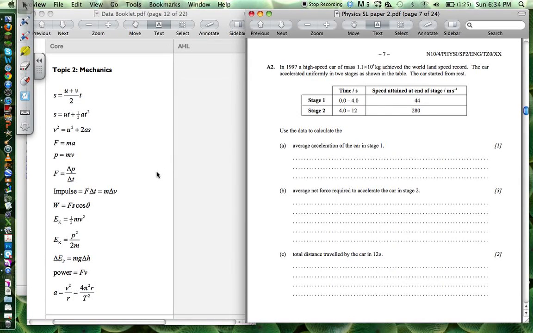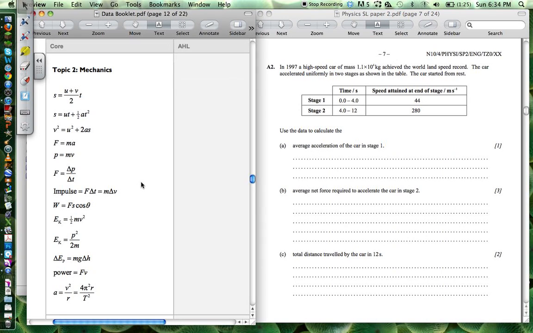This is the A2 question for November 2010, paper 2 standard level. As we can see, it's a mechanics question, so it's good to have the mechanics data booklet here. Let's just read it through and we can discuss a bit further.